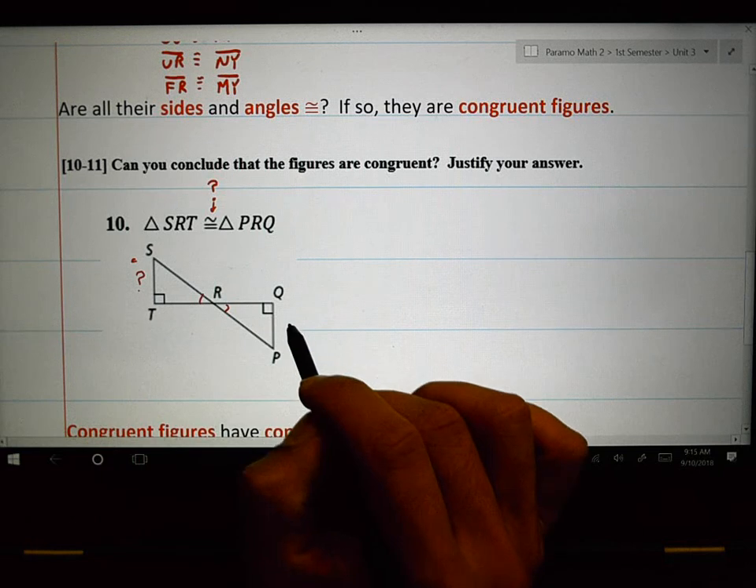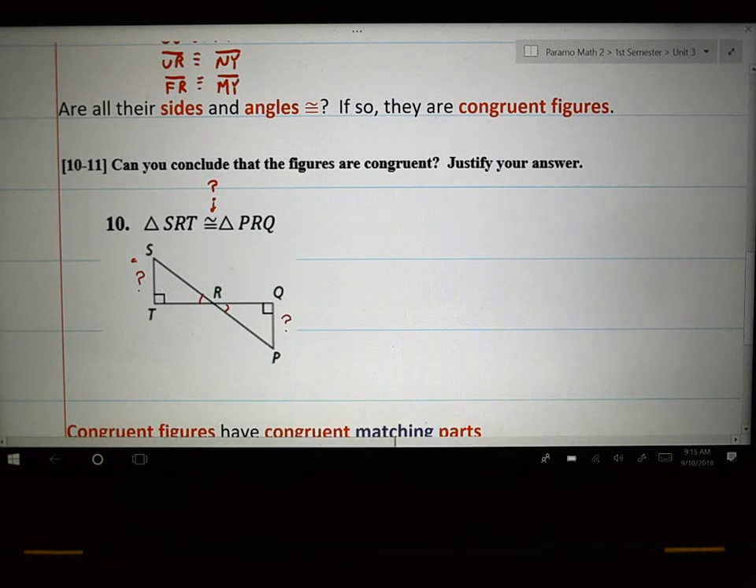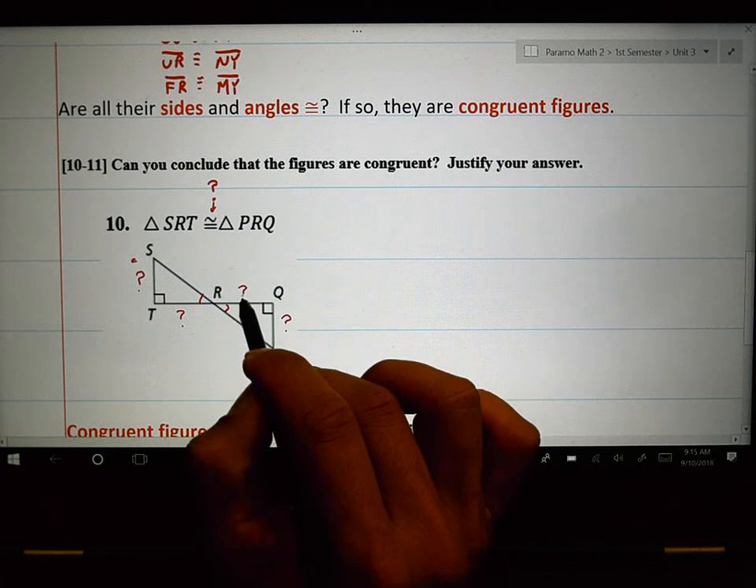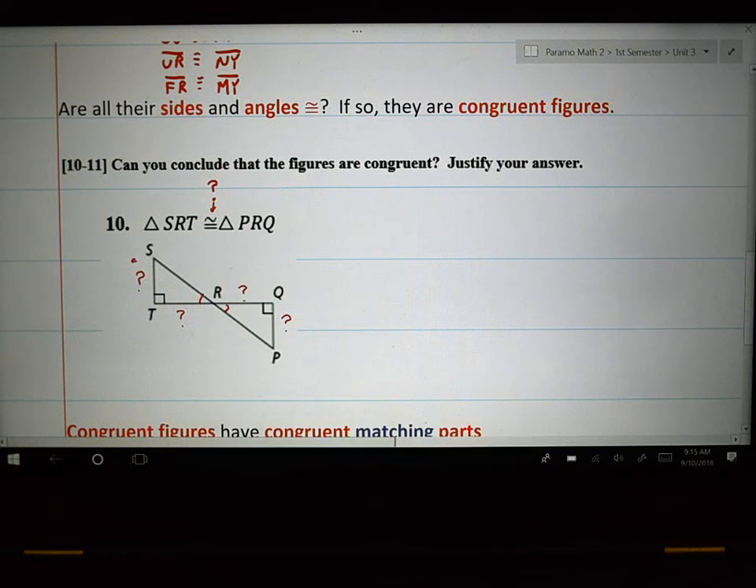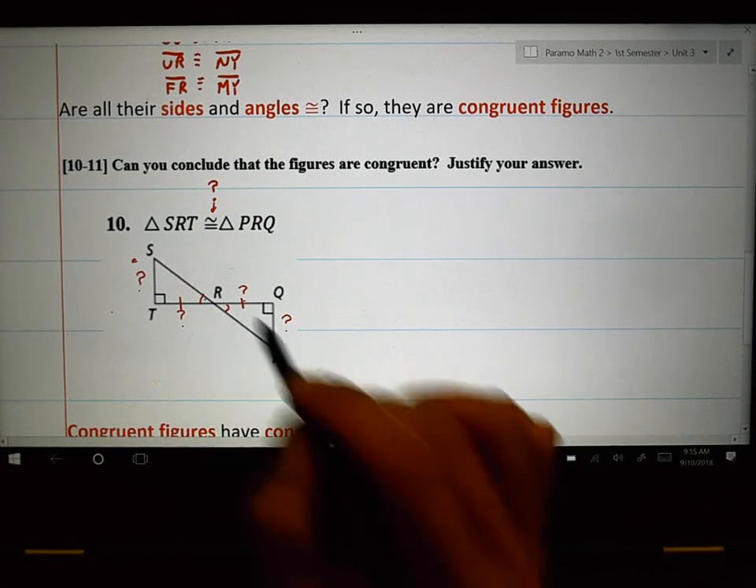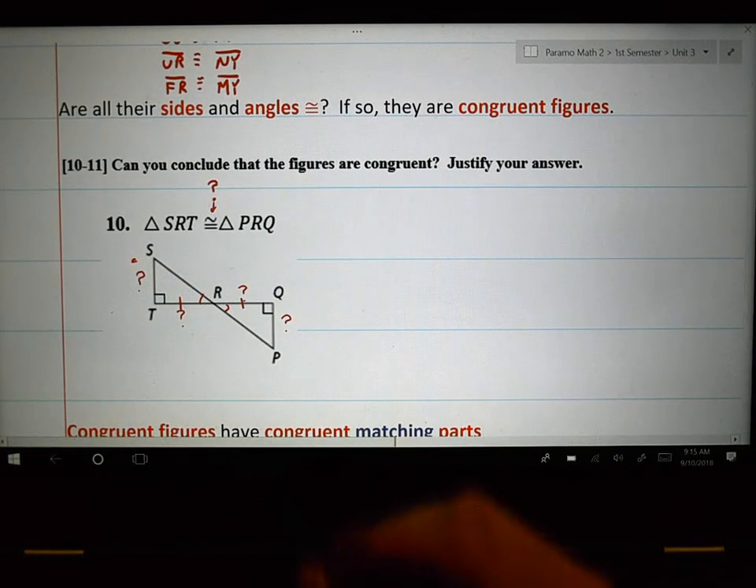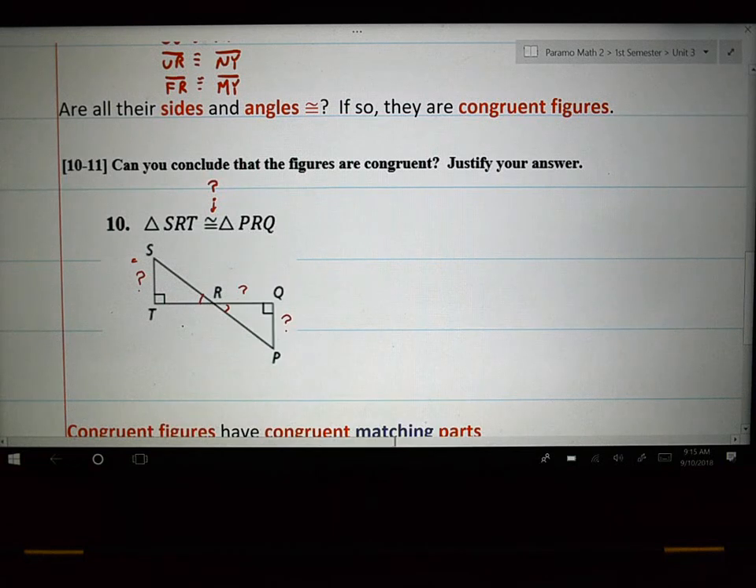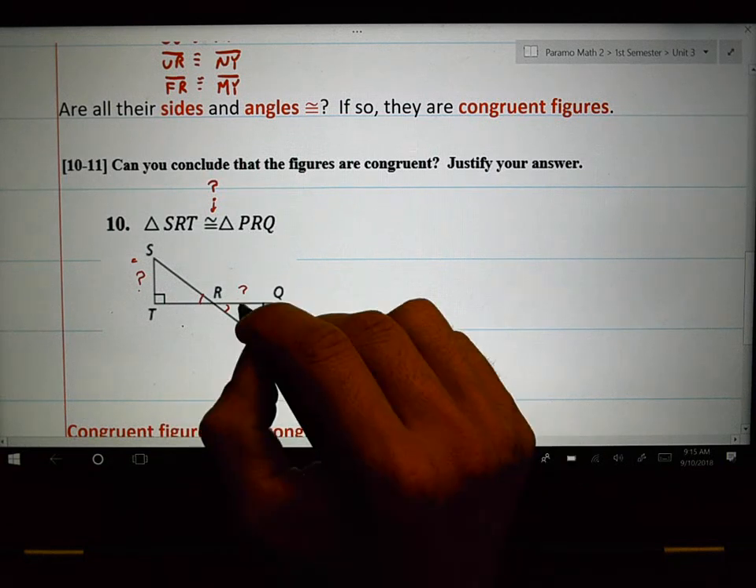I don't know how long that is. I don't know how long this is. If they're congruent, you might see something that looks like a line and a line. Those are congruency marks. If they do not have congruency marks, you cannot assume that they are congruent.